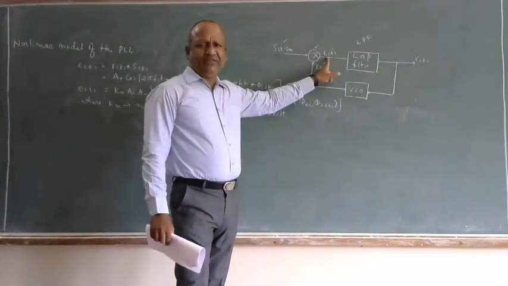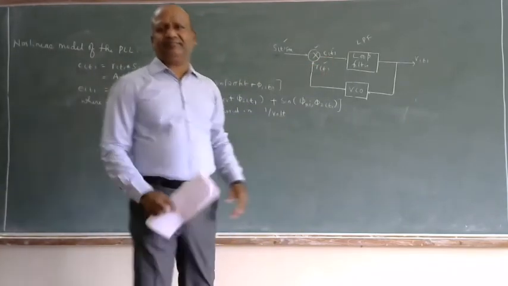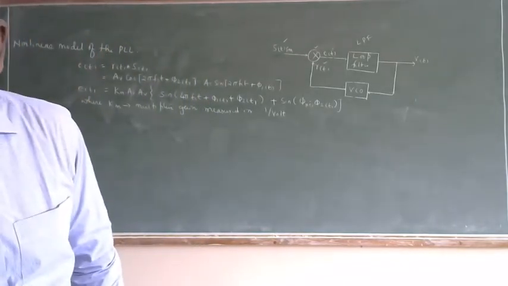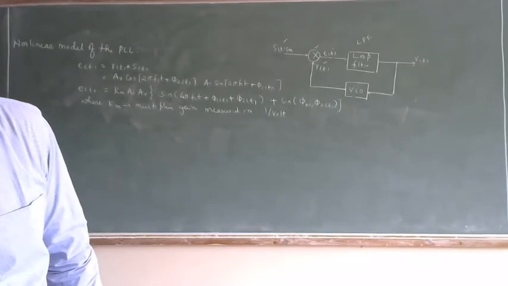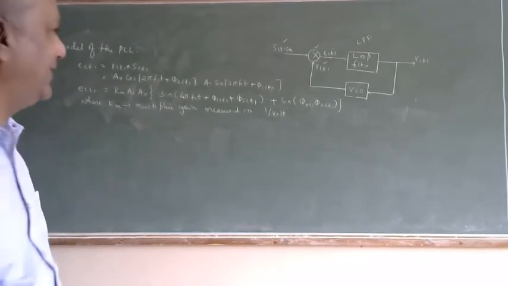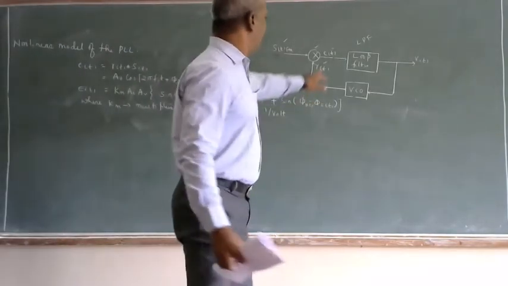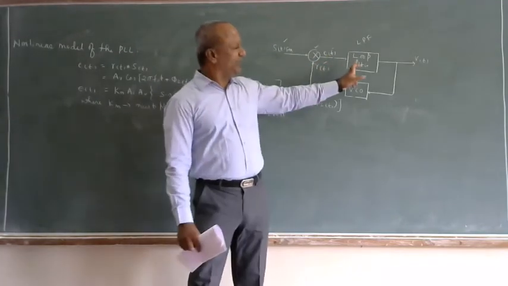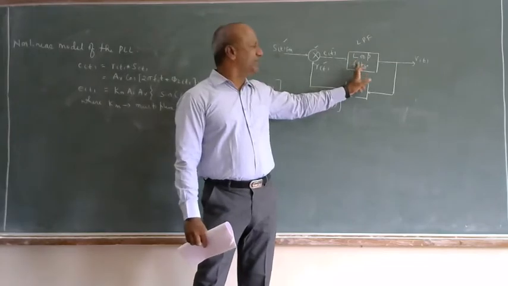Yeah, it's E of t. E of t is given as an input to the filter. E of t is mathematically defined here. My question: what is the response of this filter?